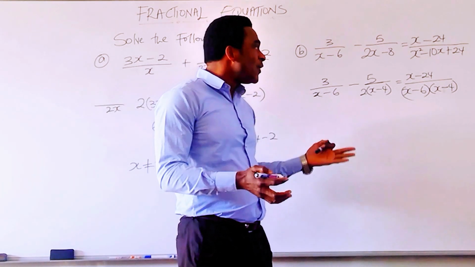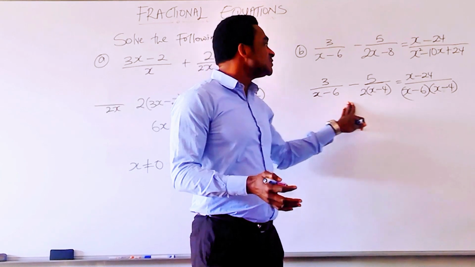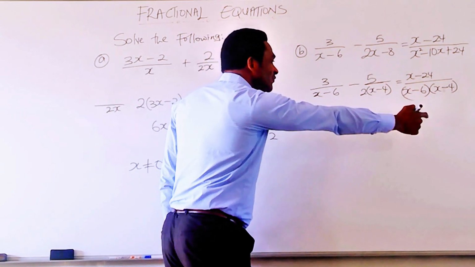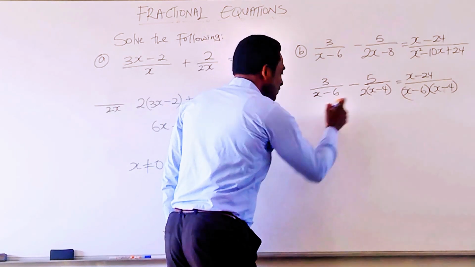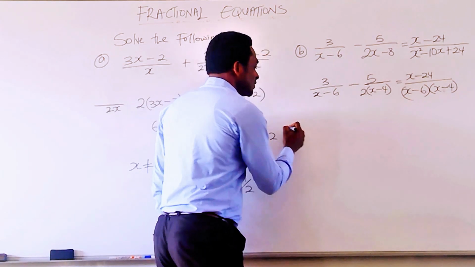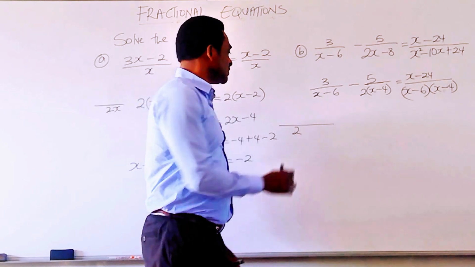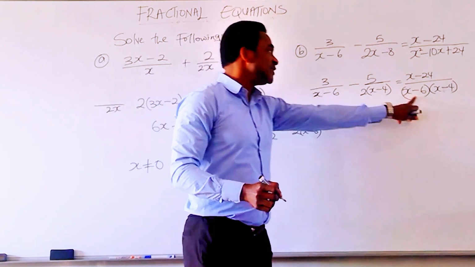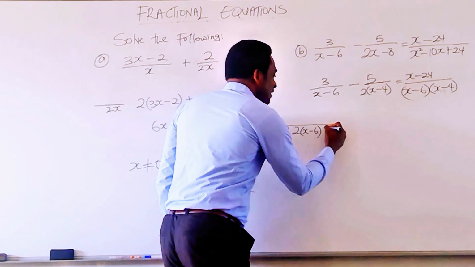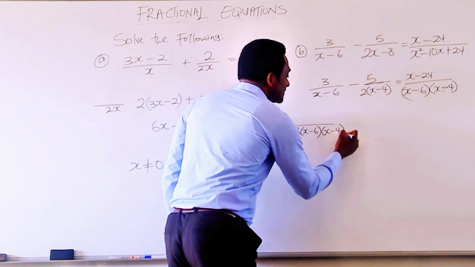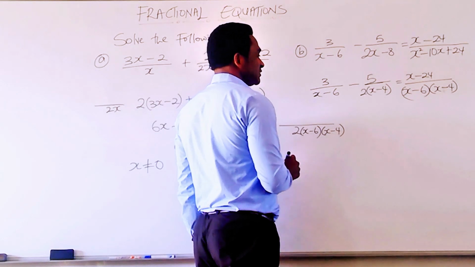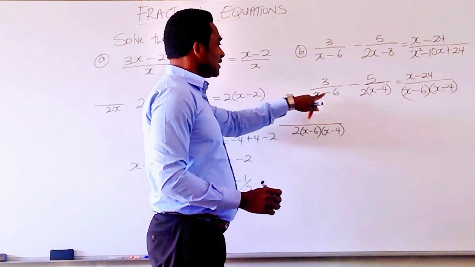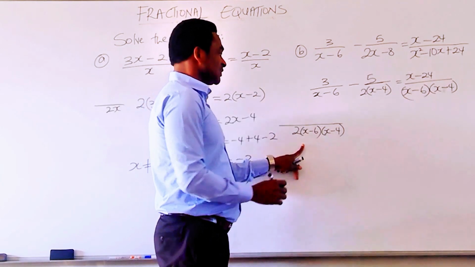Now, what we do is we pick out our LCD. We don't repeat anything. What is it that all of them can divide? First of all, we start with the number 2, which is part of the LCD. We pick x minus 6. We don't repeat that. And then we pick x minus 4. This is our LCD.